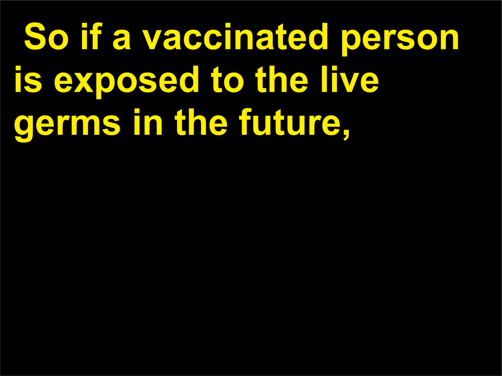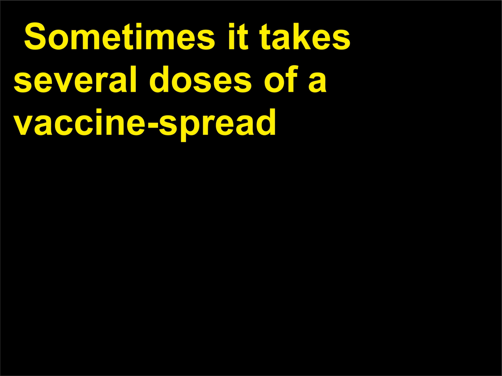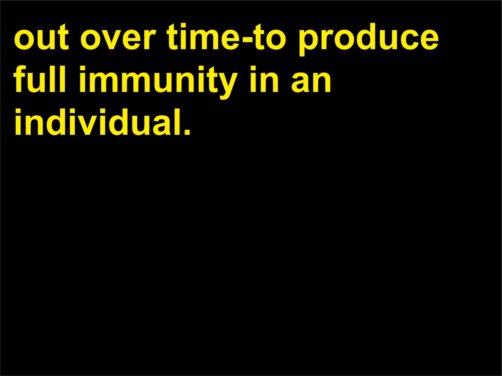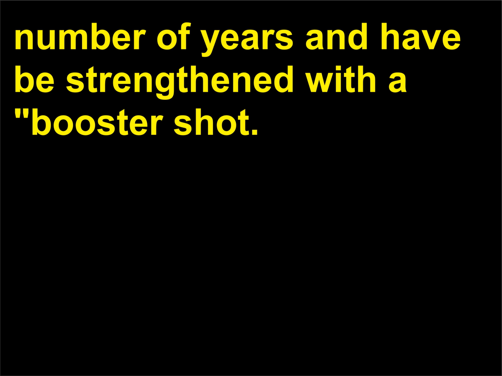So if a vaccinated person is exposed to the live germs in the future, antibodies will already be present in his or her body, waiting to attack before any illness can start. Sometimes it takes several doses of a vaccine spread out over time to produce full immunity in an individual. The immunity given by other vaccines may weaken after a number of years and have to be strengthened with a booster shot.